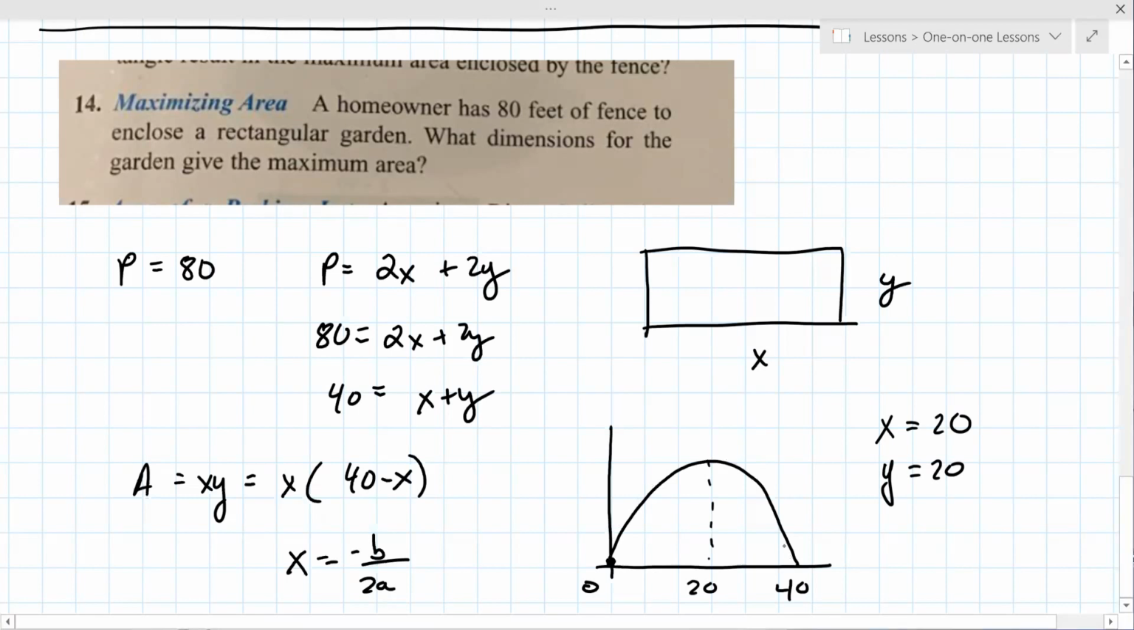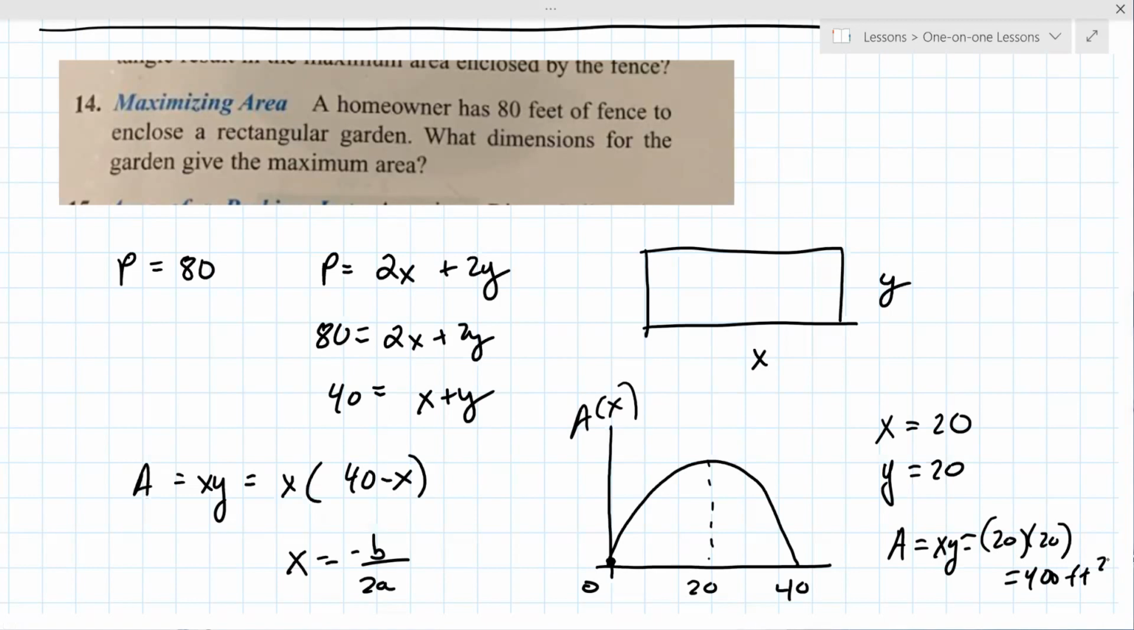The parabola is maximized right at the middle there, and the x value is 20. The y value is 20. Y doesn't refer to this, though. This is actually a function of x on this y-axis here, and there's a bit of confusion with that. But the area is x times y, or 20 times 20, which is 400 feet squared.